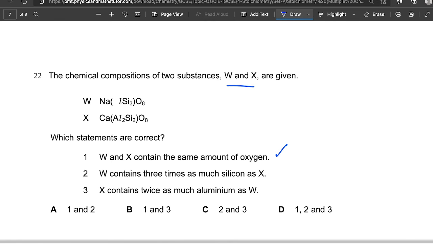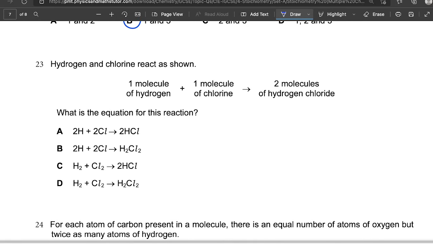W contains 3 times as much silicon as X. Okay, so how much silicon does W have? 3 silicon here, and here we have 2. So this is wrong. X contains twice as much aluminium as W. So X has how much aluminium? It has 0, while this one has 2. So this is correct because X does have twice as W. So the answer is 1 and 3. Move on to the next question.